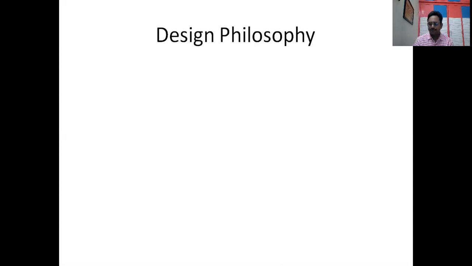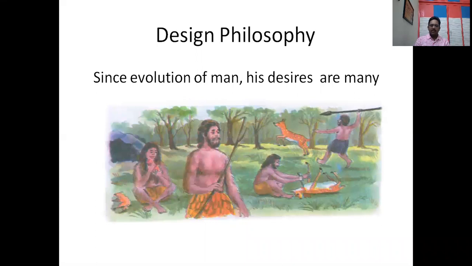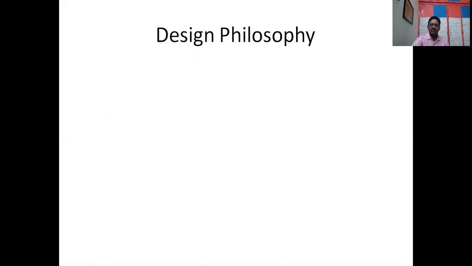Design philosophy. So what is it? Since the evolution of man, his desires are many. Yes, true. If we take it from the evolution, when Homo sapiens, that is the new evolution, during the evolution of man, he had specific desires and specific needs. So there are many. He used to do something to satisfy his desires.